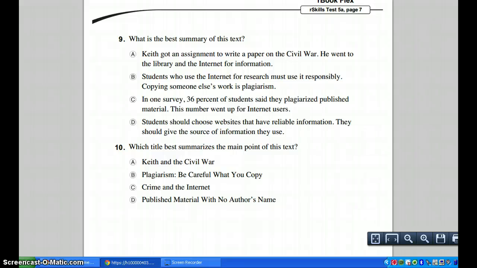Number 9, what is the best summary of this text? A, Keith got an assignment to write a paper on the Civil War. He went to the library and the internet for information. B, students who use the internet for research must use it responsibly. Copying someone else's work is plagiarism. C, in one survey, 36% of students said they had plagiarized published material. This number went up for internet users. D, students should choose websites that have reliable information. They should give the source of information they use.